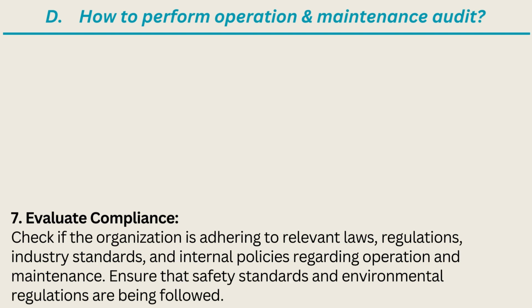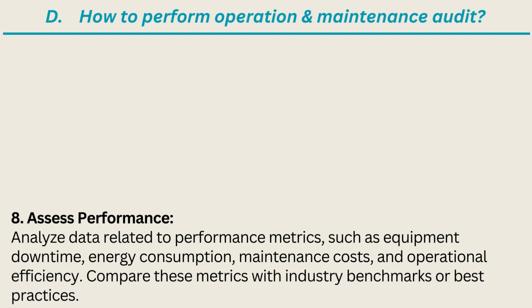7. Evaluate compliance. Check if the organization is adhering to relevant laws, regulations, industry standards, and internal policies regarding operation and maintenance. Ensure that safety standards and environmental regulations are being followed. 8. Assess performance. Analyze data related to performance metrics, such as equipment downtime, energy consumption, maintenance costs, and operational efficiency. Compare these metrics with industry benchmarks or best practices.